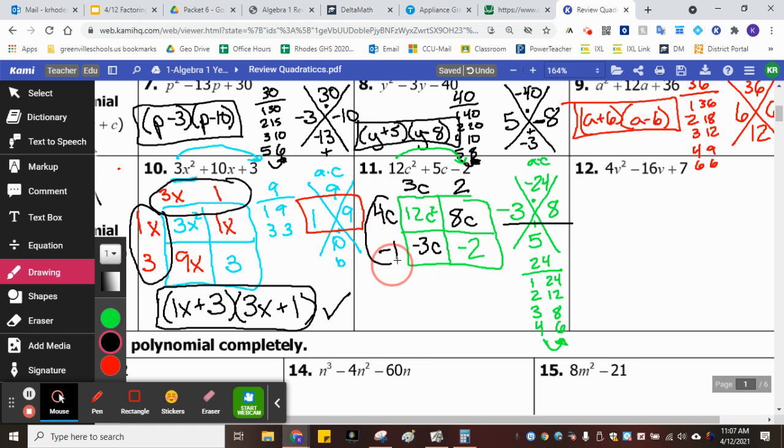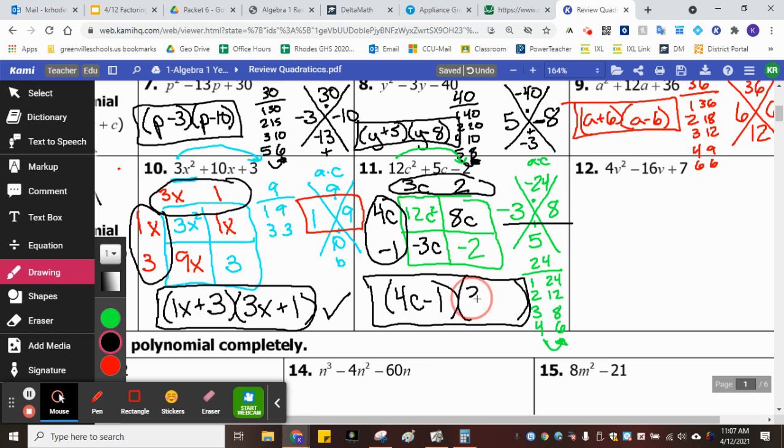So remember, when you factor, the outside is your answer. When you multiply, the inside is your answer. I still have people getting that confused. So 4c minus 1, minus negative 1 becomes a subtract 1. And 3c, and it's a positive 2. Plus 2.